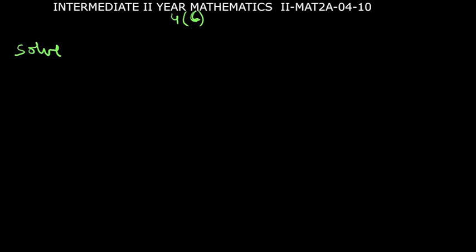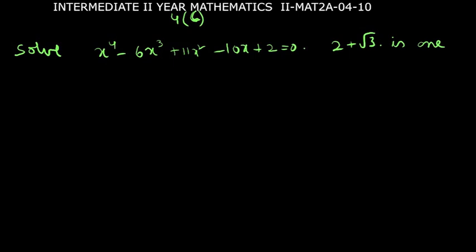x power 4 minus 6x cube plus 11x square minus 10x plus 2 is equal to 0, where one of its roots is 2 + √3. Okay. ఈ సమీకరణానికి ఒక మూలం 2 + √3 అయితే మిగిలిన మూలాలు కనుక్కోండి.